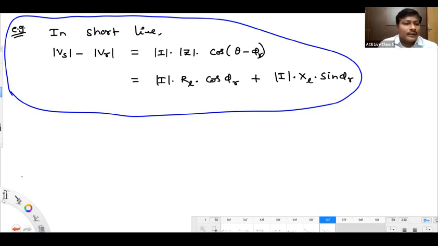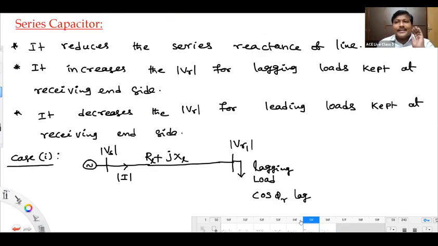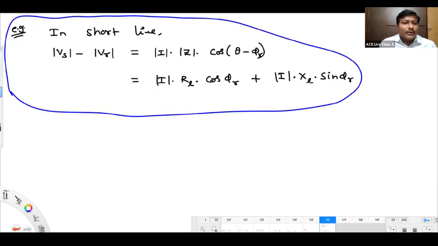See this expression we are going to apply for the present case. For the present case, you should write mod Vs minus mod Vr1 equals mod I into RL cos phi r, it's a lagging load, plus mod I into XL sin phi r. Okay, right. So I'll write now in the case one.